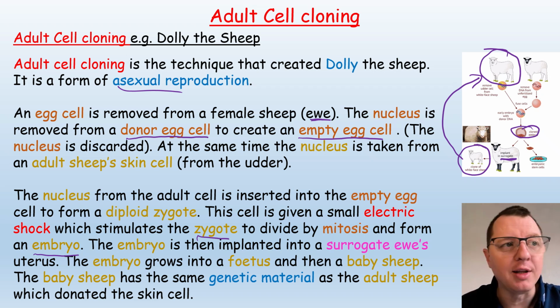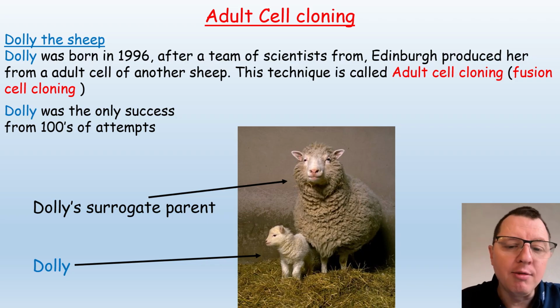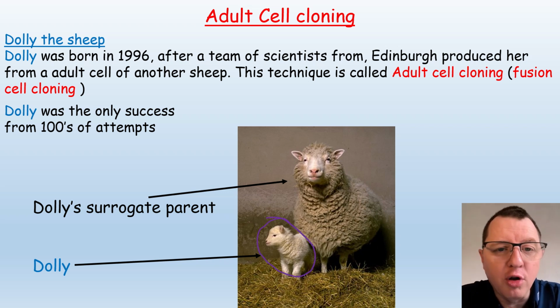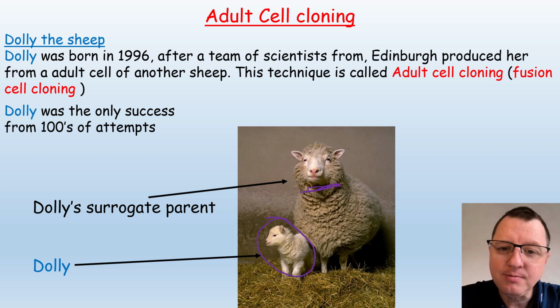So that was the first technique. It was carried out in 1996 in Edinburgh University. So here you can see, here is Dolly the sheep. She was the very first cloned animal using the adult cell cloning technique, born in 1996 after a team of scientists from Edinburgh University produced her using an adult cell from another sheep. This one here, you can see that's the surrogate parent. Dolly, though, it must be said, was the only success from hundreds of attempts. So this is by no means an easy technique to employ.